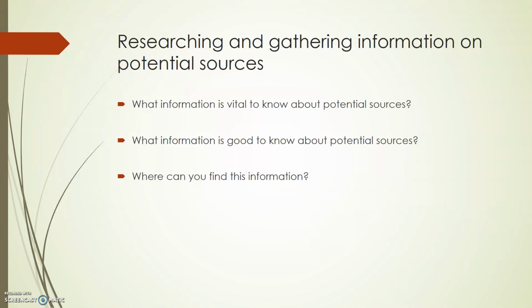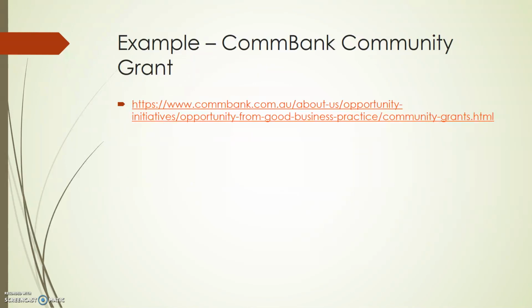But what you also need to know is, where can you find this information? Are they going to be able to just provide it on, say, their website? Or are you going to have to dig deeper? Are you going to have to do Google searches, speak to contacts and associates about what they know about the company, what they know about the grant, all those sorts of things. So we've got a bit of a quick example here. Okay, so it's just the CommBank one.